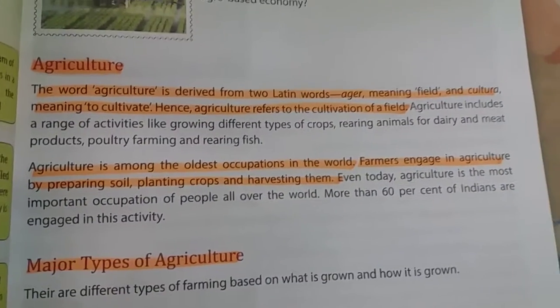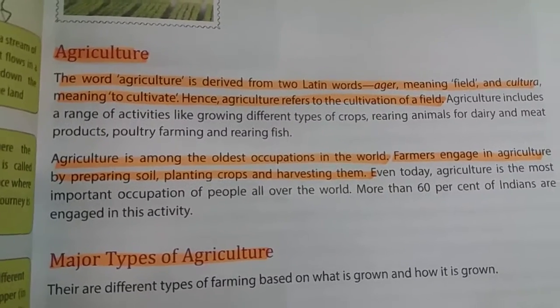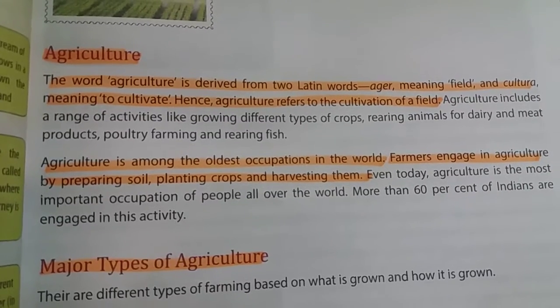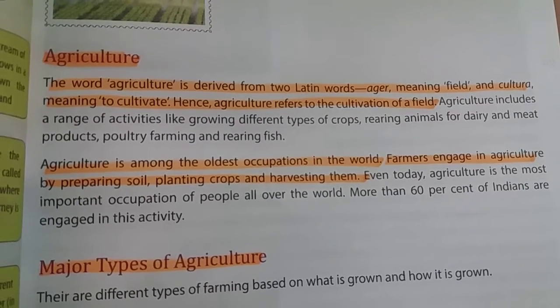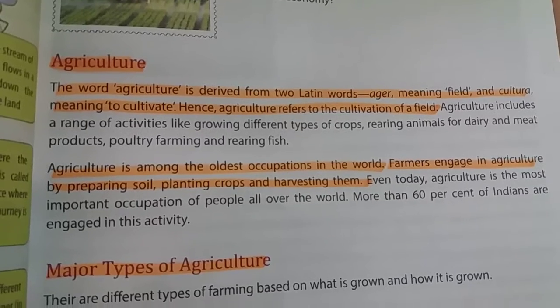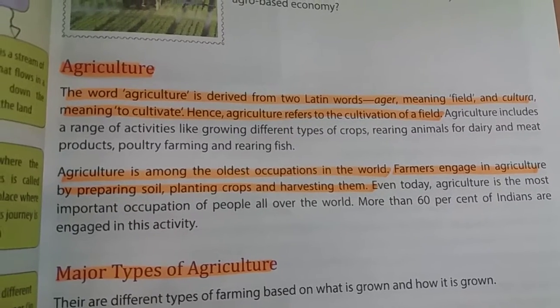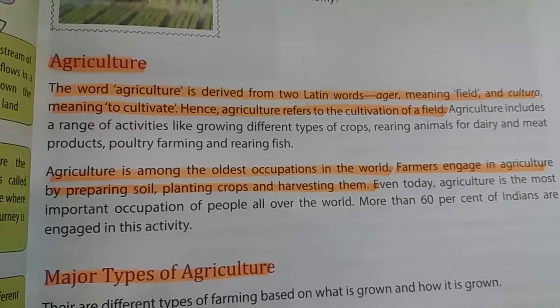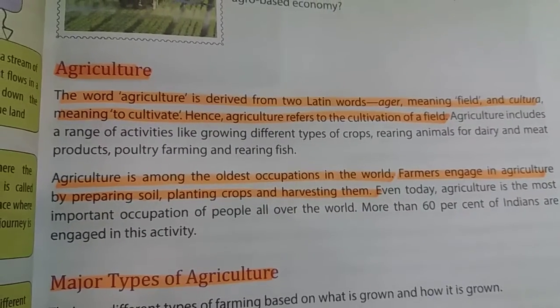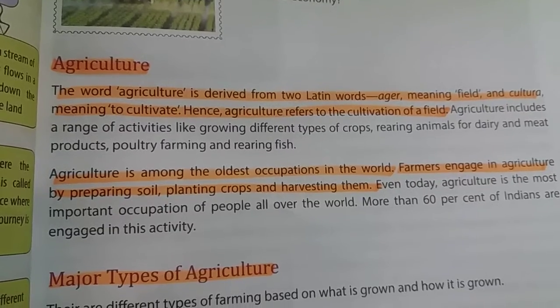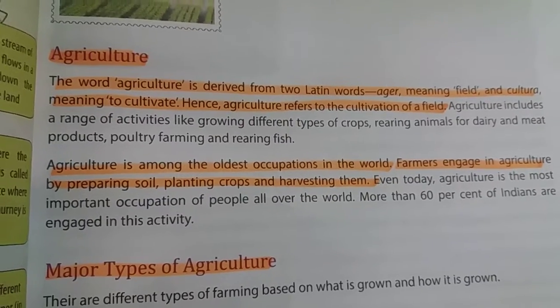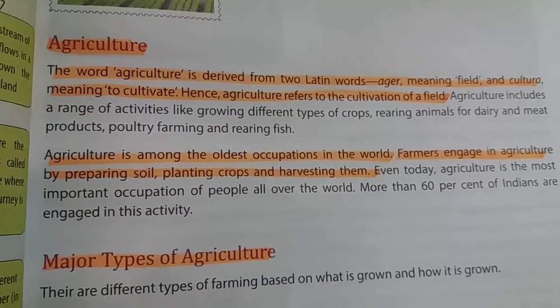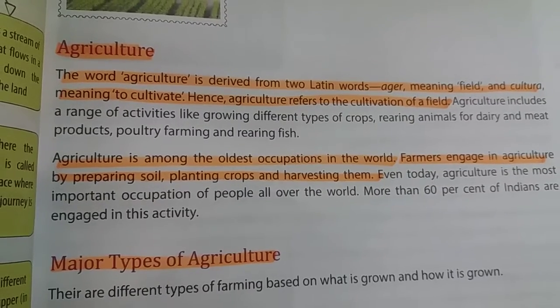Page number 45. As I read for you, please follow. Agriculture. What do you mean by agriculture? The word agriculture is derived from two Latin words, ager meaning field and cultura meaning to cultivate. So what do you mean by agriculture? Ager means field and cultura means to cultivate. Hence agriculture refers to the cultivation of a field.